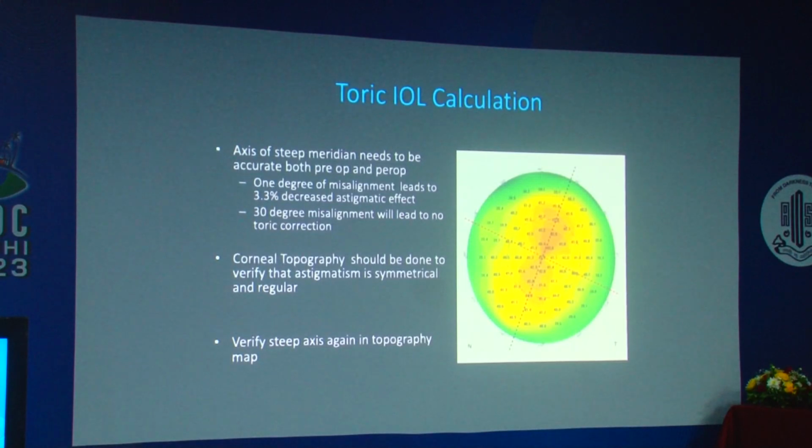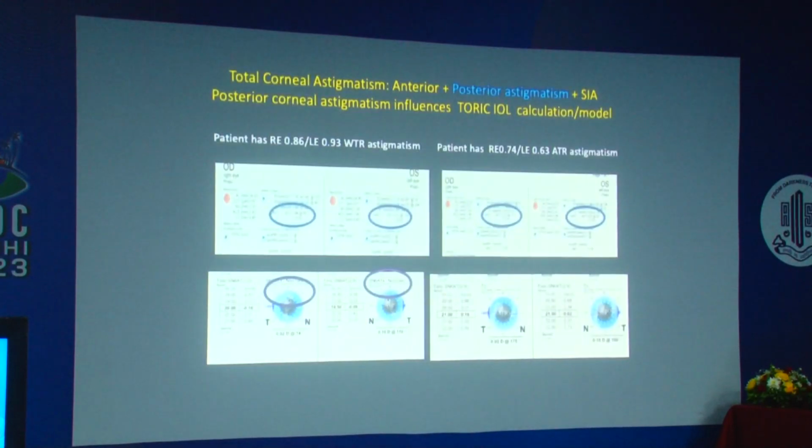For toric IOLs, make sure that the steep axis is correct. First, you do your topo to rule out any kind of irregularity. Patient should not have keratoconus or irregularity. And why topo? Because there is a fixed assumption in the routine formulas on the anterior and posterior corneal curvature. But we know that posterior astigmatism by itself acts as a minor cylinder and either adds or subtracts to the with-the-rule astigmatism.